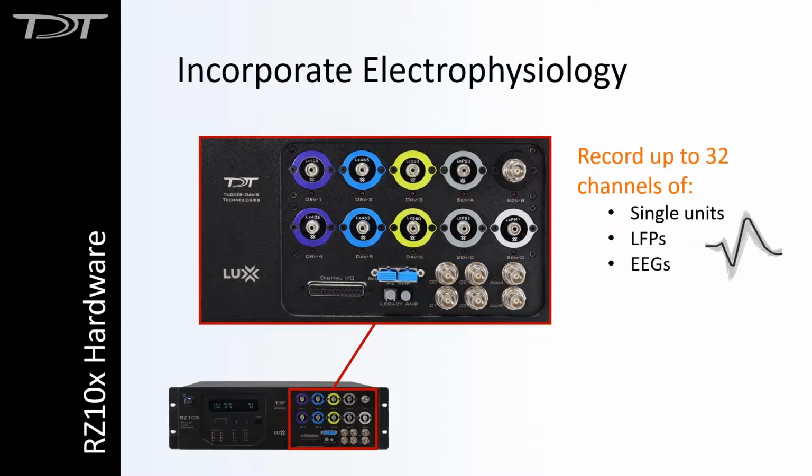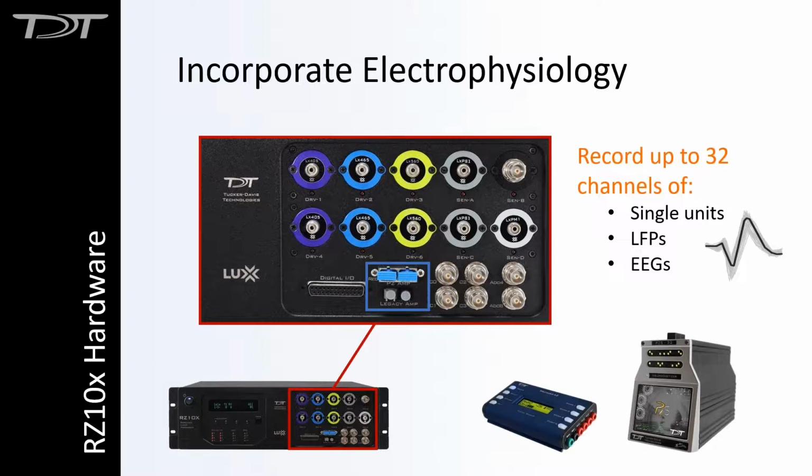We can also incorporate electrophysiology. So the RZ10X has the ability to record up to 32 channels of single units, local field potentials, EEGs, or other biological data. It just requires the addition of an amplifier. And so here are the ports where those amplifiers would connect up to. And again, all the recordings would be done through Synapse, and all of it would be synchronized with your fiber photometry data.